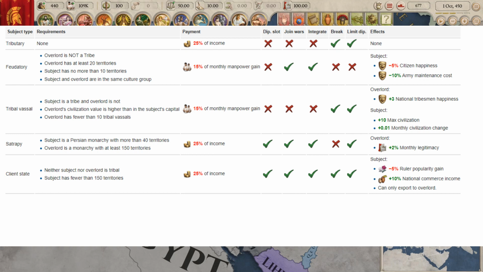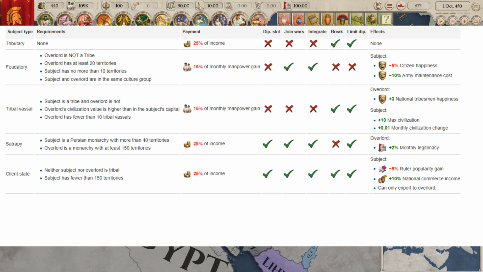Next in line is the feudatory. Now, to form a feudatory, you must not be a tribal nation, as these cannot make them. You must also hold at least 20 territories. The target that you wish to turn into a feudatory must have no more than 10 territories and must be of the same culture group as you.